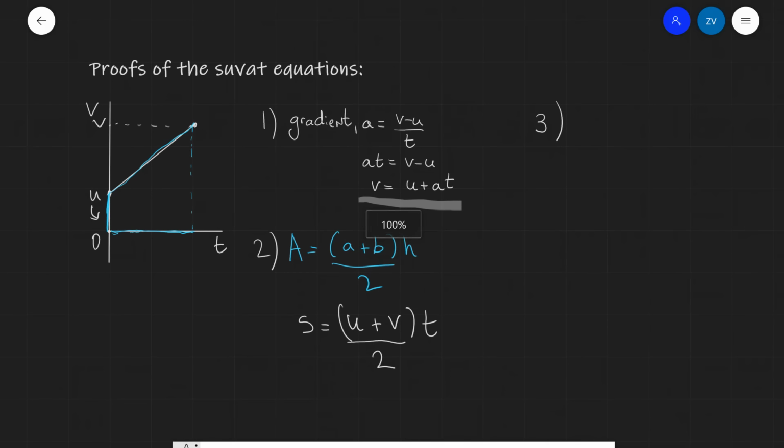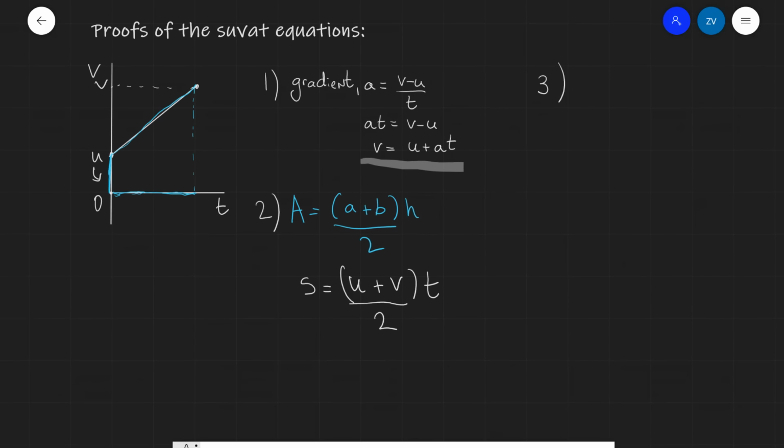Okay, so now we've derived two of the SUVAT equations. Let's see if we can crack the third one and derive that one as well. So let's think about this area once again. I'm just going to focus on splitting it into two bits. First off, just this area here will be given by u times t. So the area of this rectangle is just u times t.